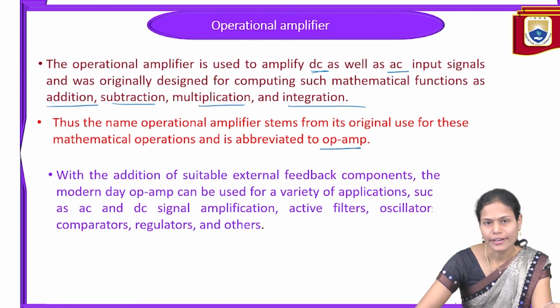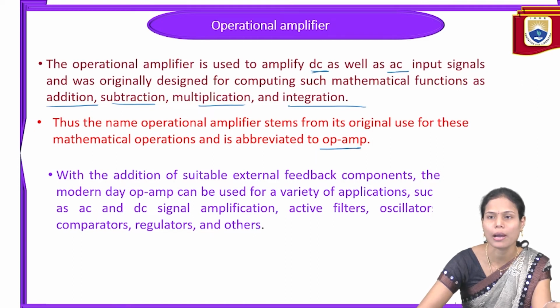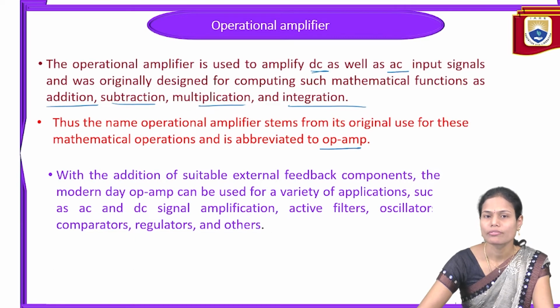So if we add some external feedback components to this operational amplifier, we can utilize it for many different applications such as AC and DC signal amplification, filtering applications, and oscillators, in order to generate waveforms. We can design comparators, regulators and many more types of circuits if we provide the external feedback from the output to the inverting terminal or to the non-inverting terminal. If we provide the external feedback, we can design different types of applications.